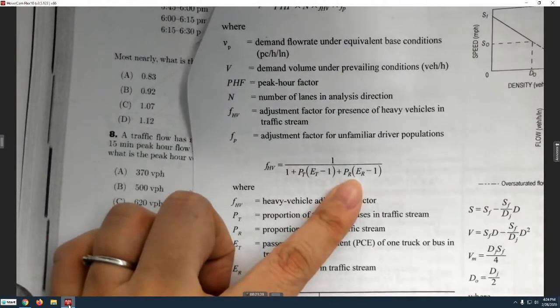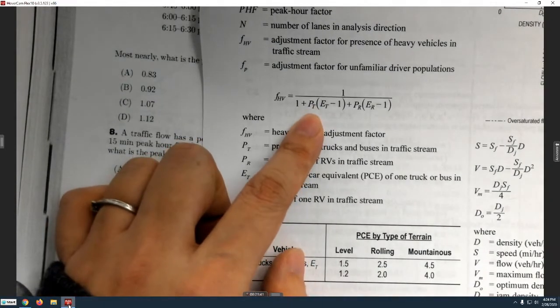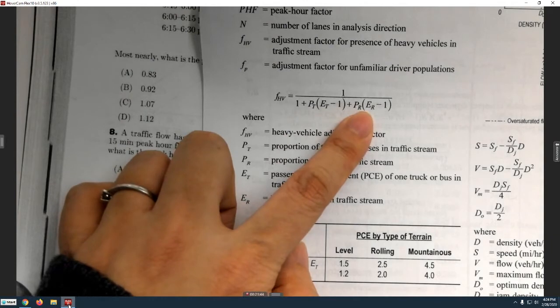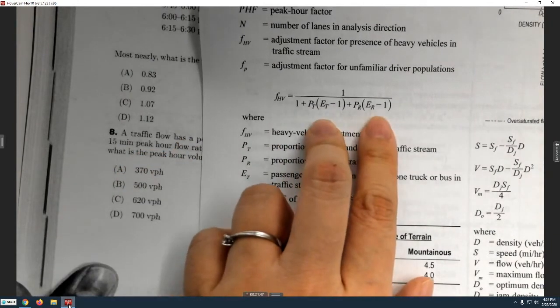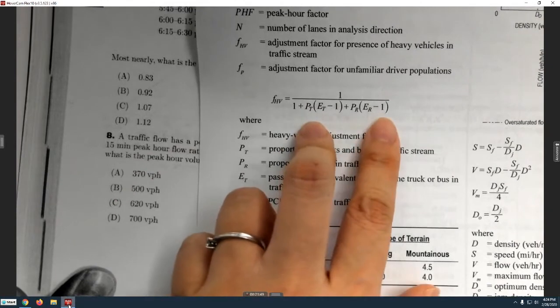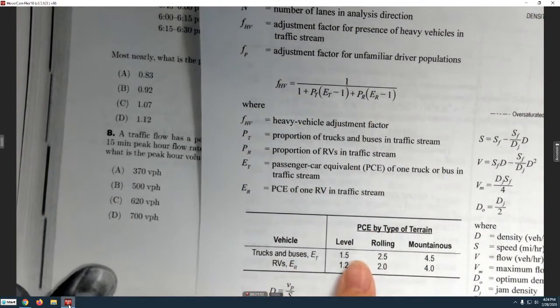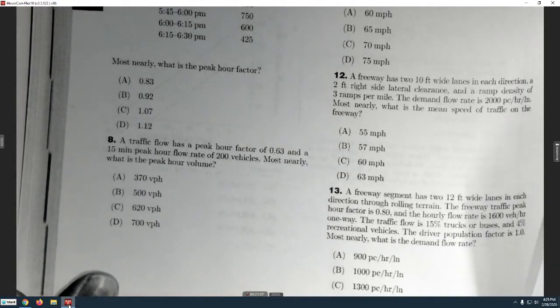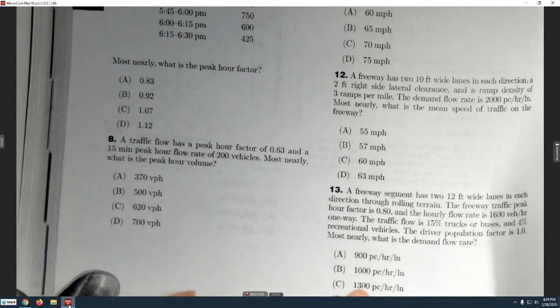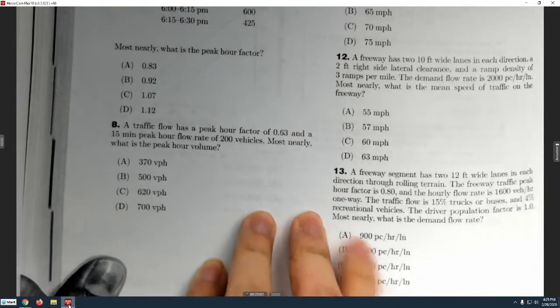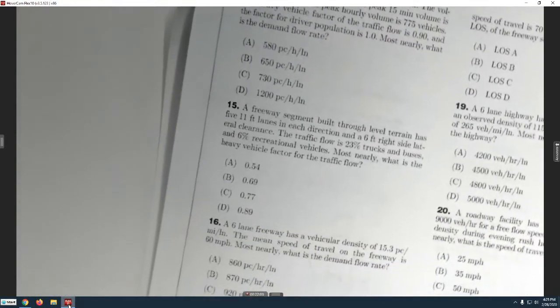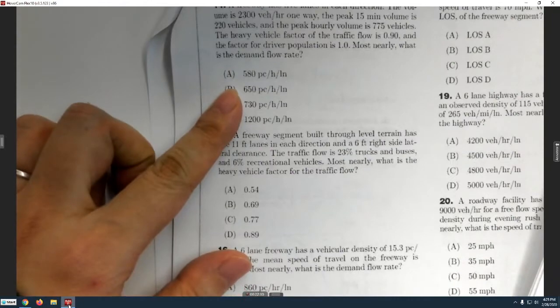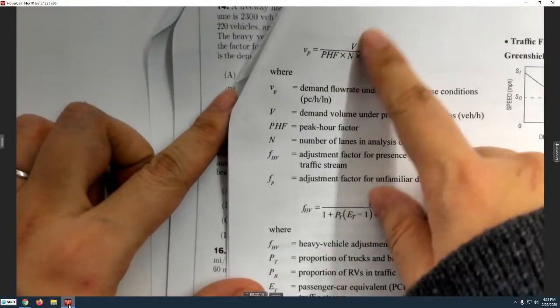FHV, you want to use this one, and this refers to the percentage of trucks, this is the percentage of recreational vehicles, and these two are the passenger car equivalents of these two types. So check this table and get these numbers. You get FHV, in this case, is 0.79. Do the calculation. The answer is C. So next one, same thing. Demand flow rate. Just use this one and this one. Do the calculation.